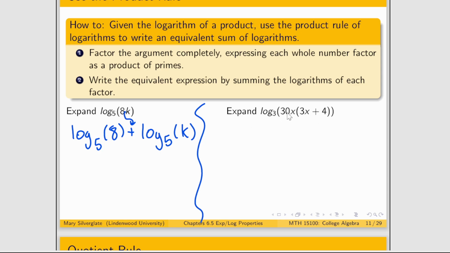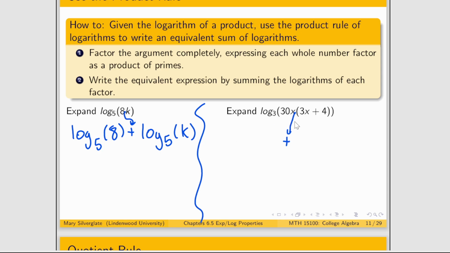So let's talk about this one. In particular, I might first notice I've got a 30x times the parentheses of 3x plus 4. You may be tempted to distribute this. Don't do that, because if you distribute it, you're going to have a whole bunch of things being added inside a log, and we have no rules on how to break that up. I can only break up multiplication inside a log, or I can break up division inside a log. So we'll get to division in a second. We're dealing with multiplication for now. So for this multiplication, what does multiplication inside a log become again? It becomes adding outside a log.